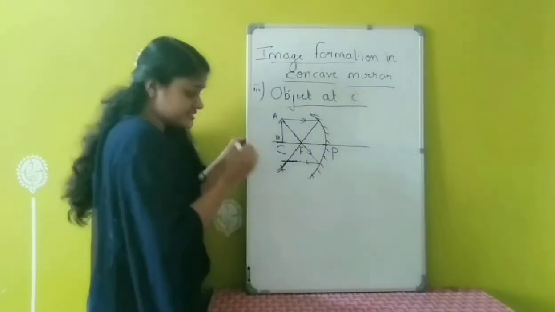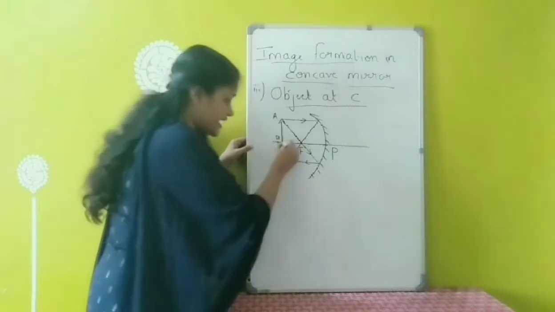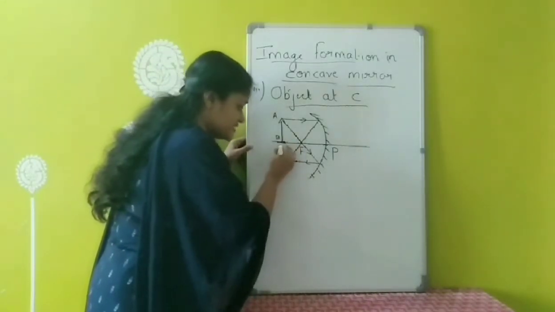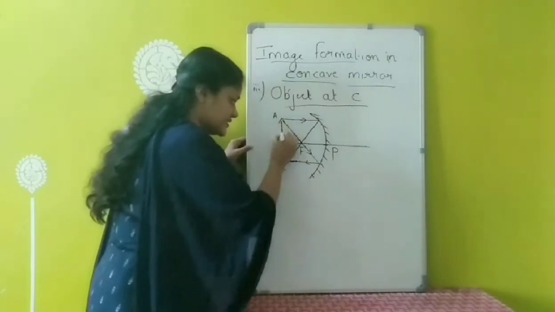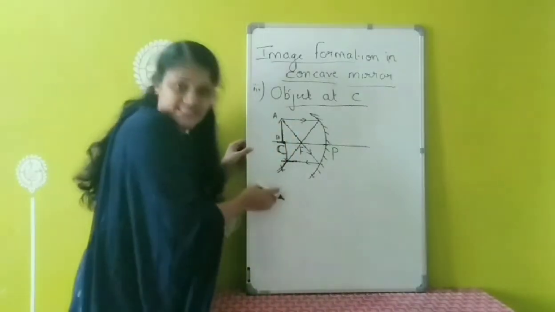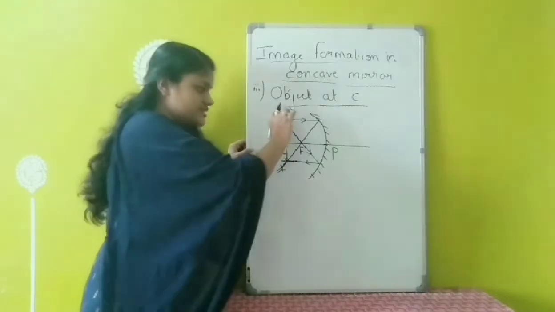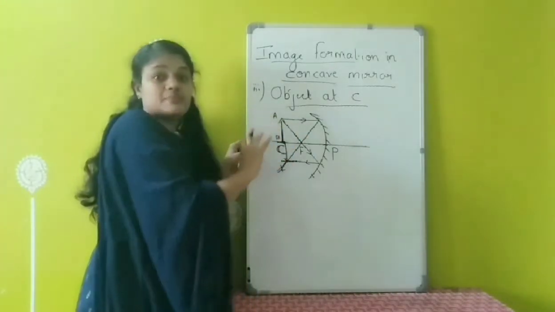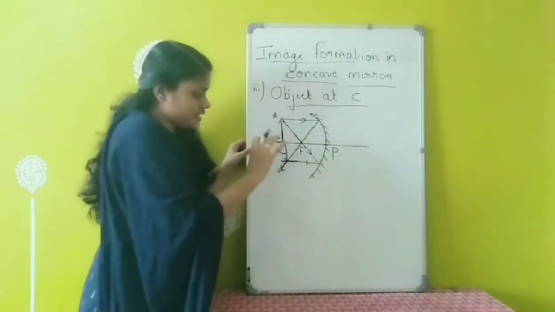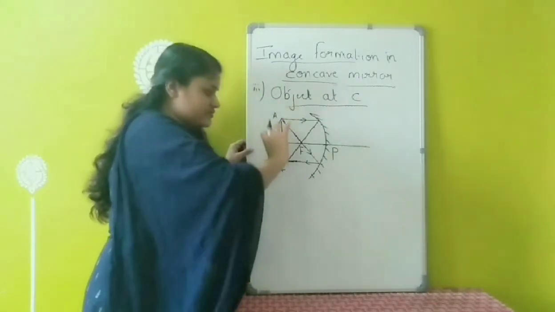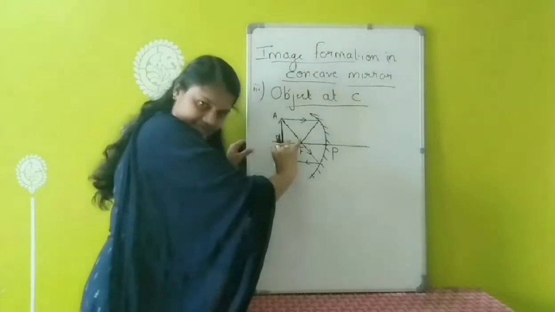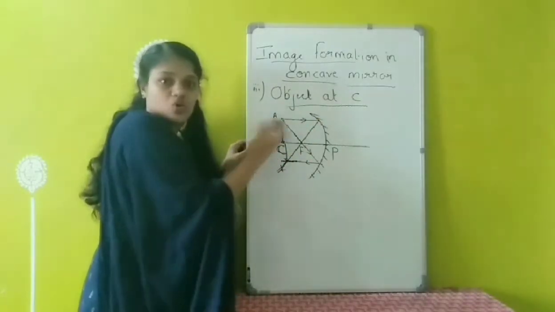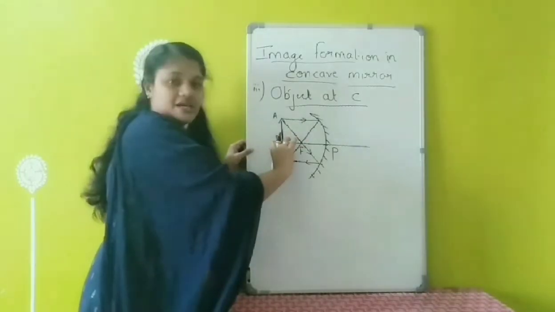So here we can see that we are getting the image at C itself. We are placing the object at C and we are getting the image also at C. The size of the image may be the same. So when you are drawing with scales and all, it may be more clear. Anyway, we are getting the image at C itself.